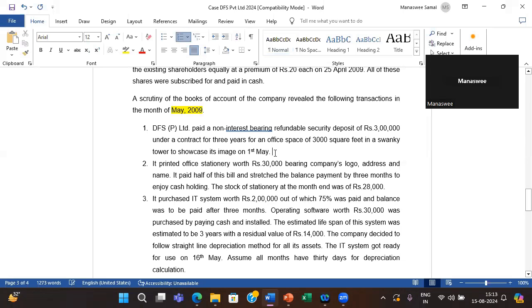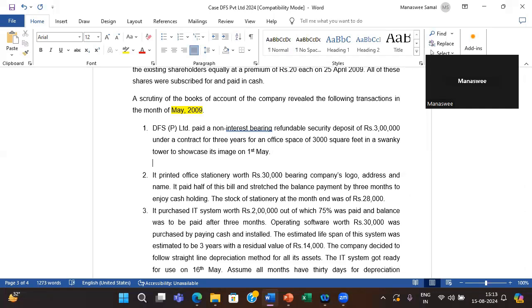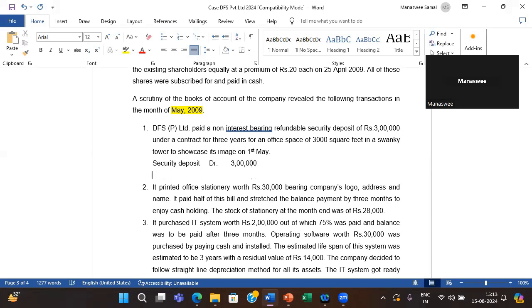The first transaction is very simple. You are paying a refundable security deposit of 3 lakh rupees, and that would be an asset for you. So I'll just type out the journal entry. Security deposit, you'll have to debit because it's an asset that is increasing. And Luca Pacioli told that whenever an asset increases, the word debit has to be used. So the amount would be 3 lakh. And then I'll have to credit cash because I have paid cash.